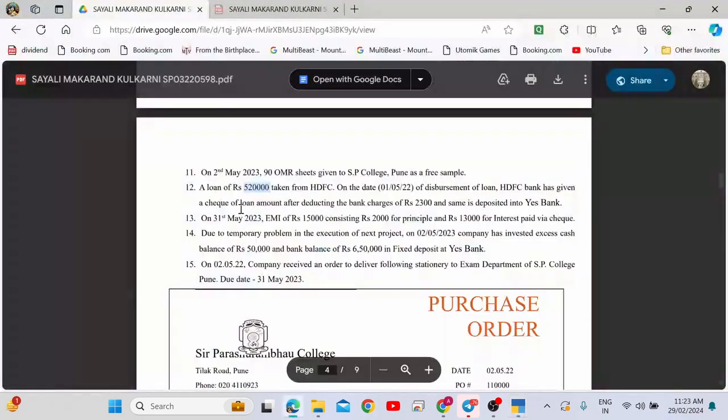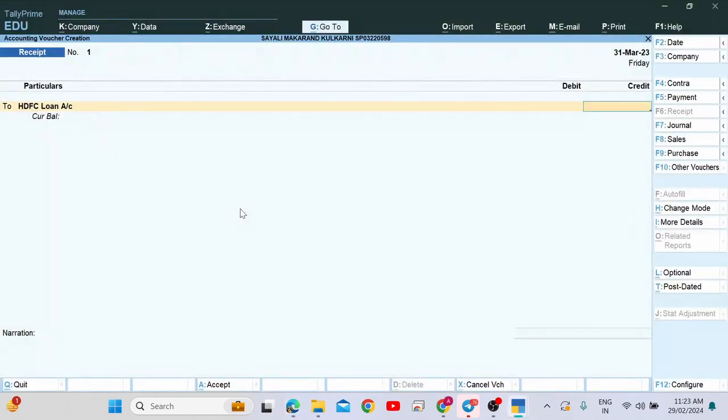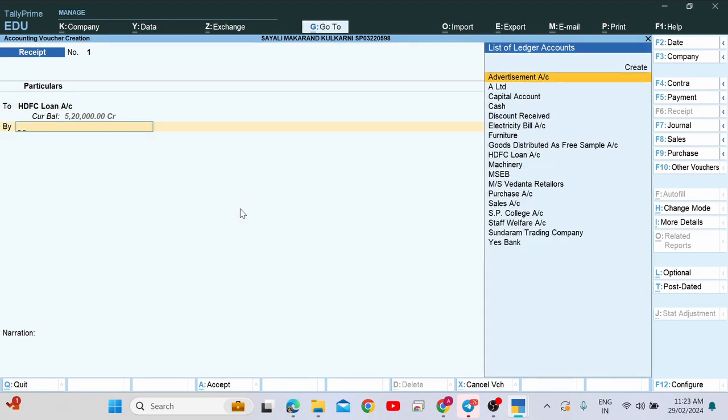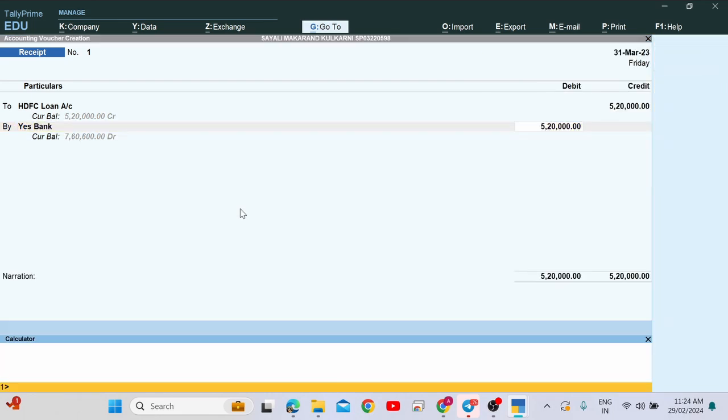We don't have any other details, therefore accept it. And then how much, 5,20,000, correct, you have received a 5,20,000 loan. HDFC sanctioned a loan amount of rupees 5,20,000. Therefore HDFC loan should be 5,20,000. But you will get a cheque that will be deposited in the bank, a cheque of rupees 5,20,000 minus, Alt C, correct.